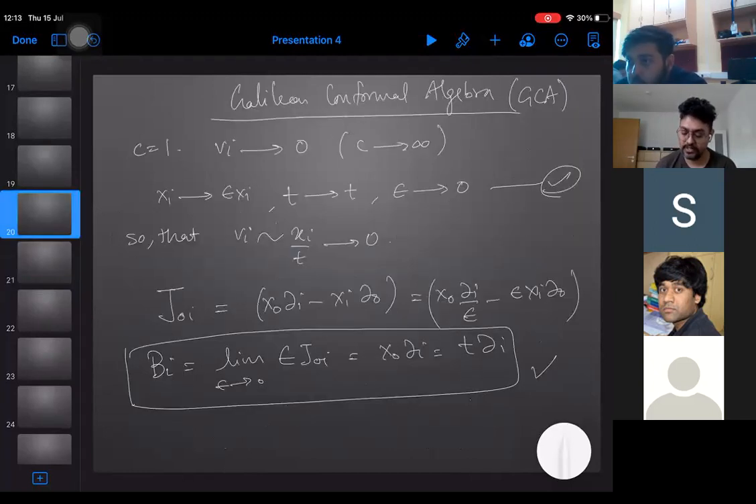Over here, your expression for the boost becomes t Li. Only you have the time dependent translations. Okay. Time dependent translations. I see. And what about H? H, for your example, becomes del t. Okay, time translation. Okay.